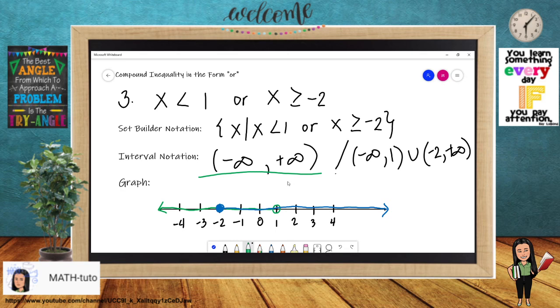So, this is a possibility for a compound inequality in the form or. In the previous examples, there was a gap in between, one to the left, one to the right. This one is the case where our two inequalities overlap, and in that case our solution set became from negative infinity until positive infinity.